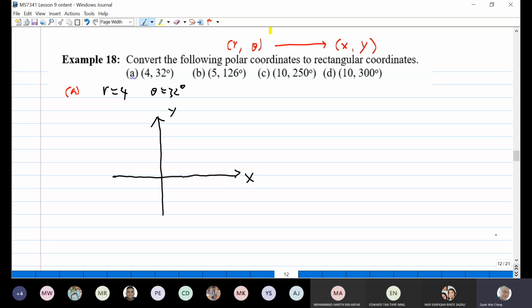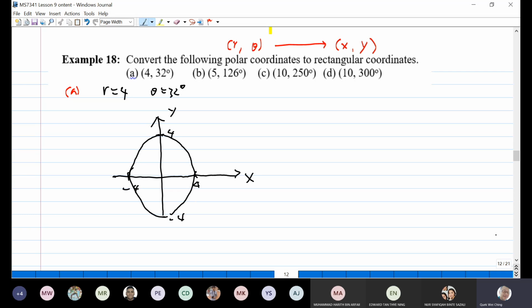What does it mean? R equal 4. That means you have a circle of radius 4. So you can take a circle of radius 4 first. So let's say this is 4 here. This is minus 4 here. This is also minus 4 here. This is another 4 here. So we get a circle, radius 4.